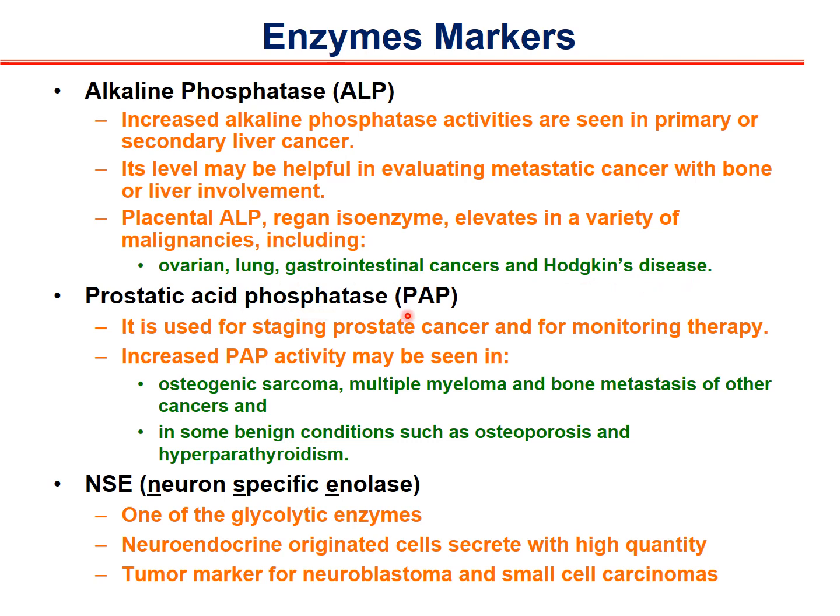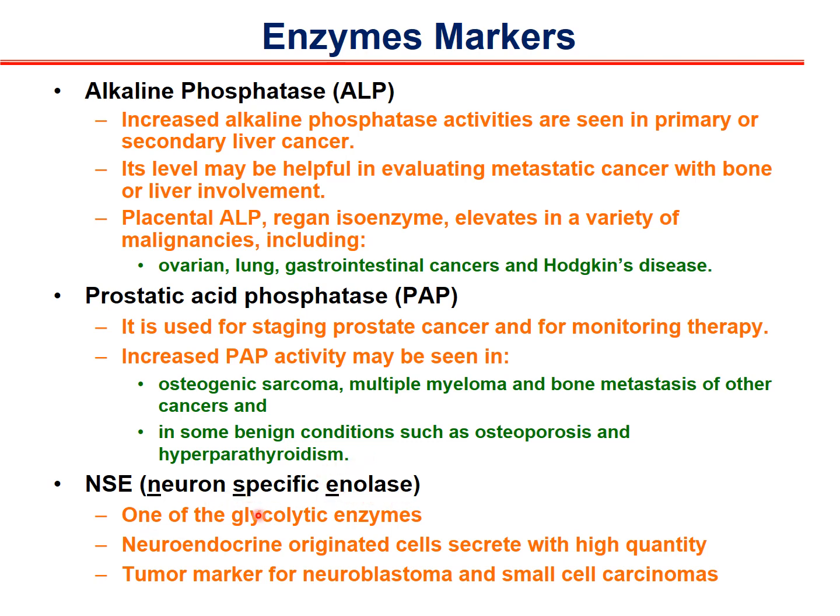Prostatic acid phosphatase. It is used for staging prostate cancer and for monitoring therapy. Increased prostatic acid phosphatase activity may be seen in osteogenic sarcoma, multiple myeloma, and bone metastases of other cancers, and in some benign conditions such as osteoporosis and hyperparathyroidism.